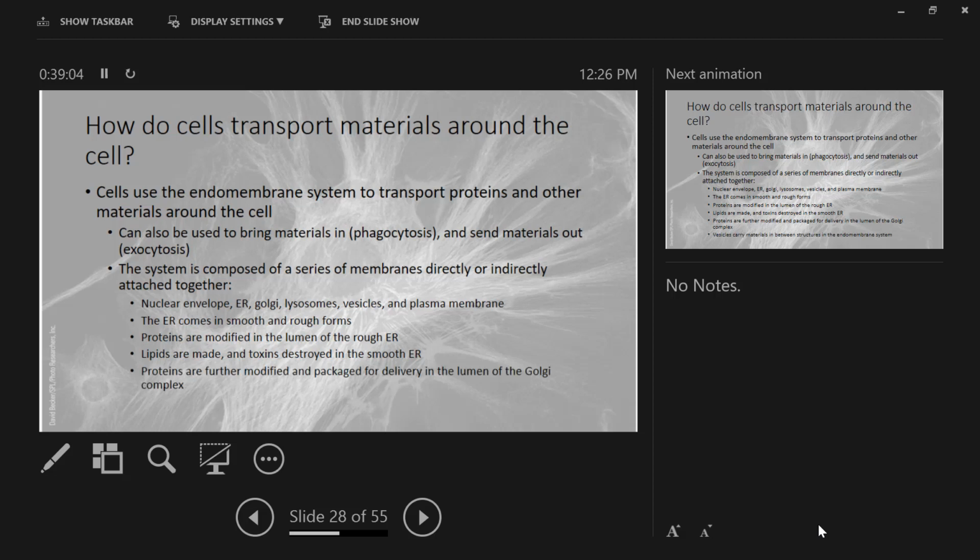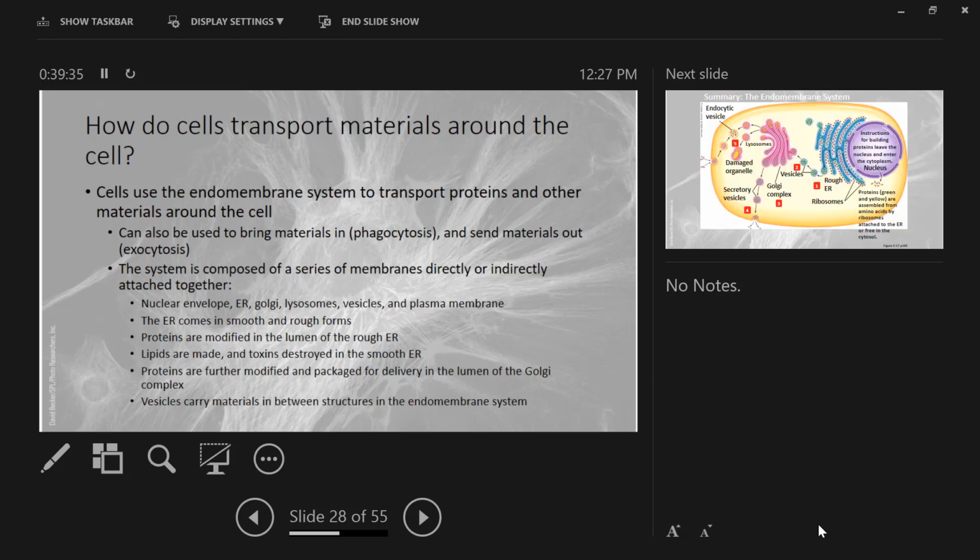Now, proteins are further modified and packaged in the lumen of the Golgi complex. Now, a lot of this modification is, again, attaching other biomolecule types to these proteins, forming lipoproteins, forming glycoproteins, or forming what? Nucleoproteins, which are a combination of nucleic acids and protein. Vesicles function to carry materials between the structures of the endomembrane system, unless, of course, the structures are physically attached together.